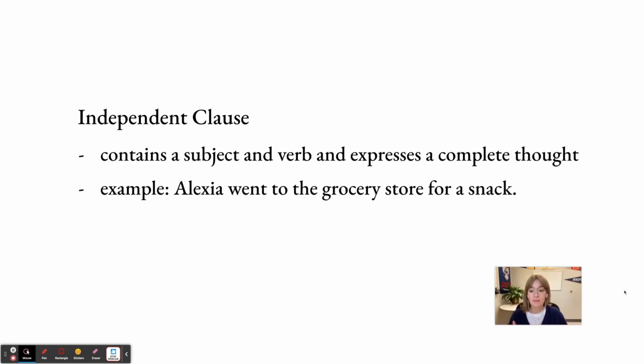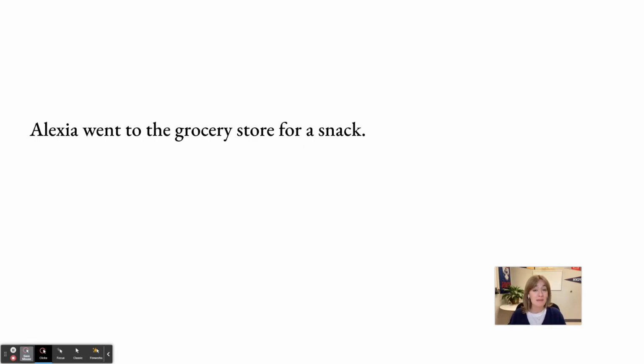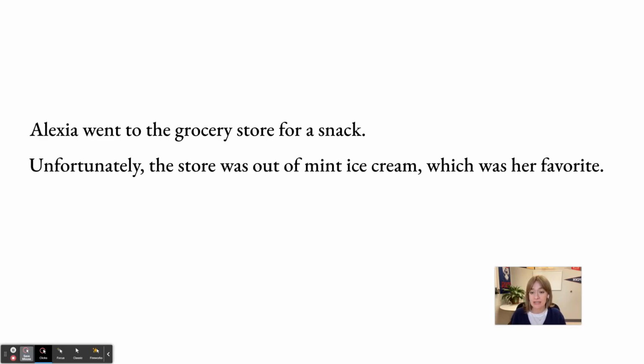So for example, Alexia went to the grocery store for a snack. Right here, we have Alexia as our subject and went as our verb, and it expresses a complete thought. So here we have one independent clause. Maybe we wanted to write another independent clause. So we write, unfortunately, the store was out of mint ice cream, which was her favorite.